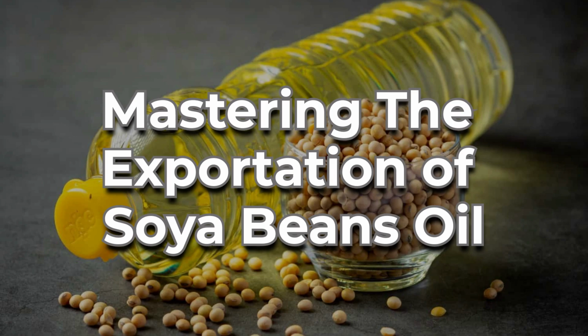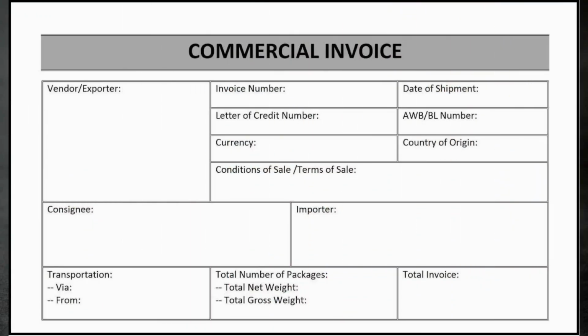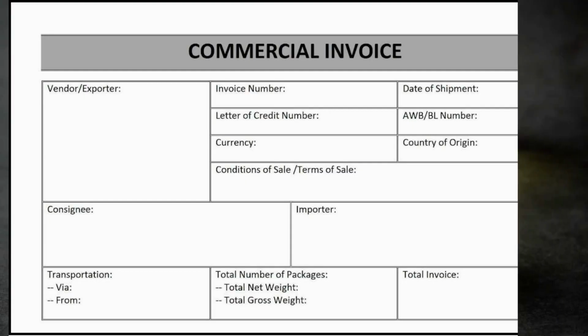On the side of the buyer, of course, there will be a commercial invoice detailing the transaction, value, and description of the soybean oil being exported. It serves as evidence of sale and is used for customs clearance and declaration and payment of duty.